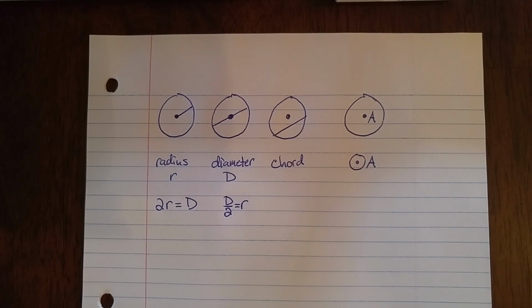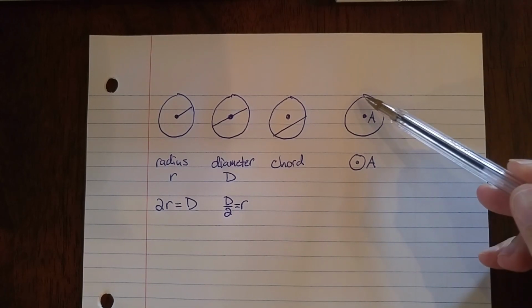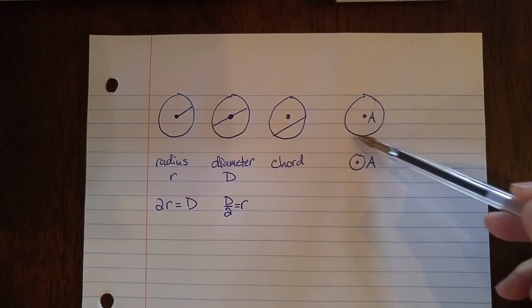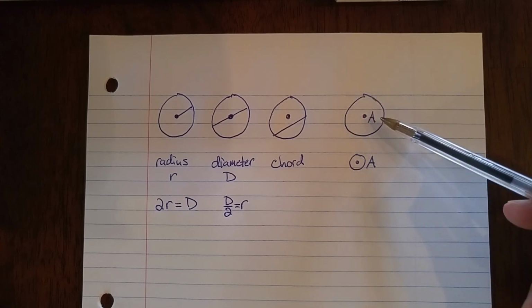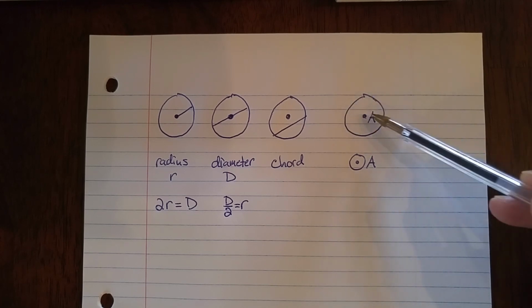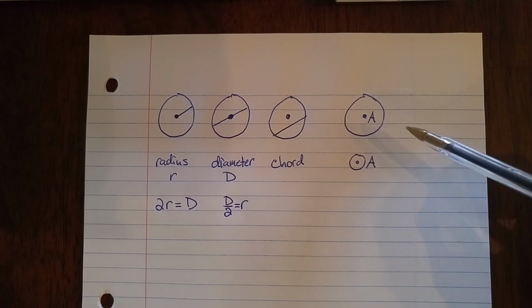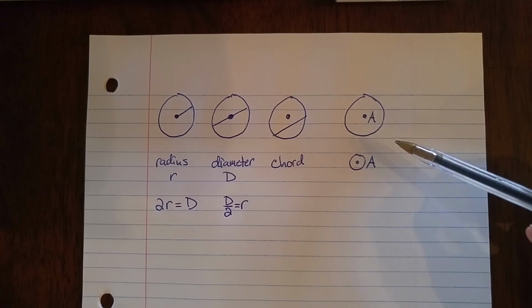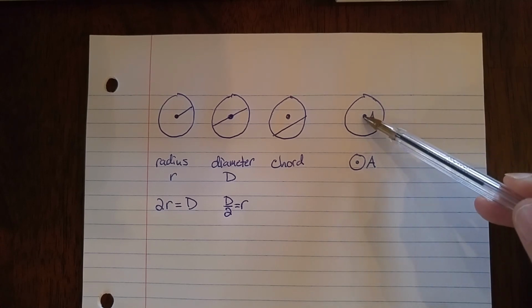Before we get started, let's do a really quick review of what we learned so far. So we've been talking about circles. Circles are the set of all points equidistant from a center point. We call that the center of the circle. So this is the circle, this is the center of the circle. The way we would name this would be circle A. We name it by the center point.